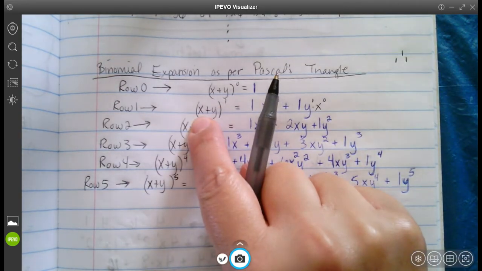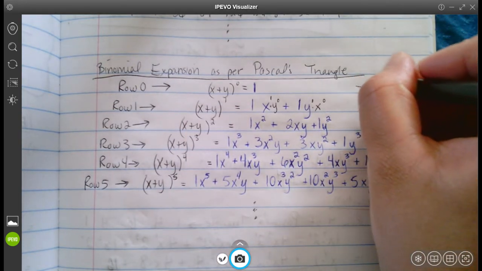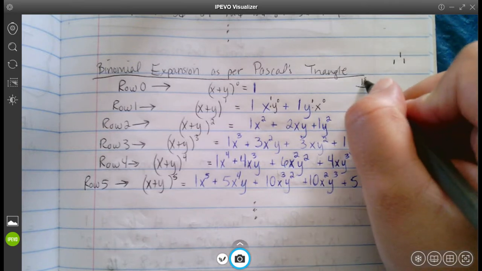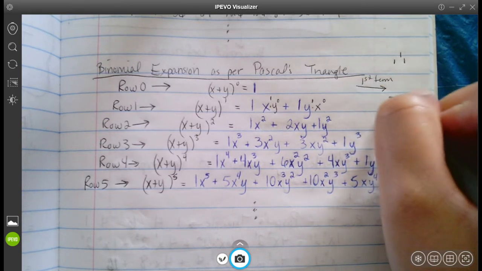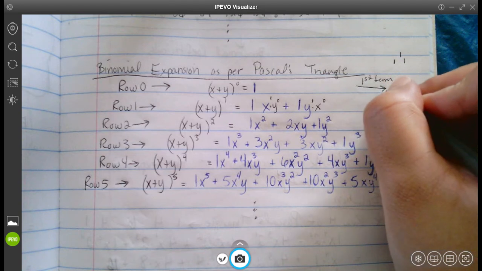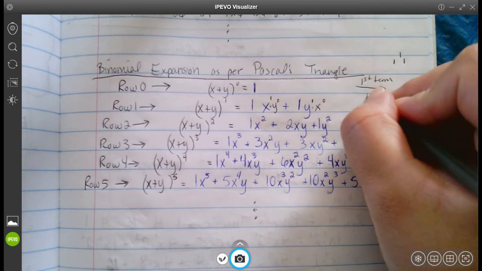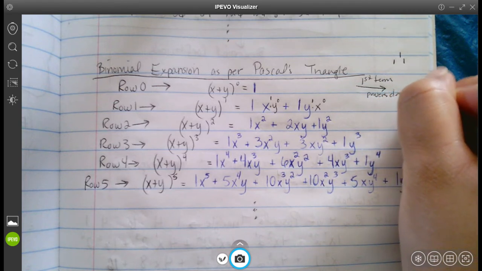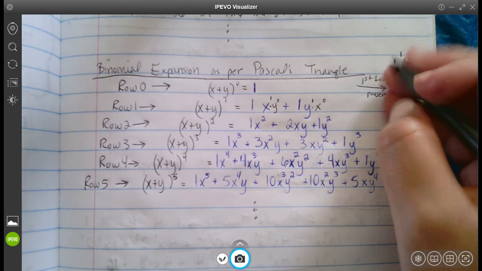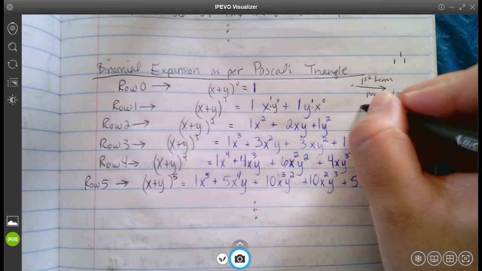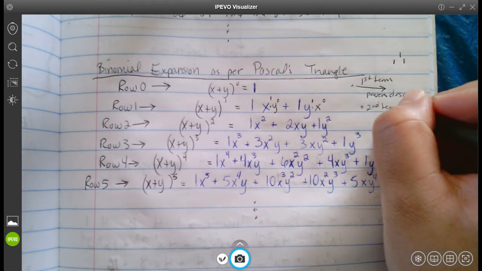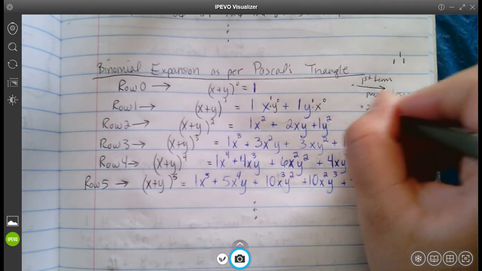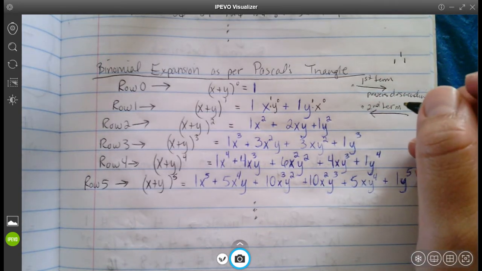So the first term will start descending powers this way. The first term, and this is kind of extra, you don't have to write this, the first term descends this way in powers. I guess I can put powers descending. And then the second term, I probably should have written this down somewhere, the second term will go this way, okay?